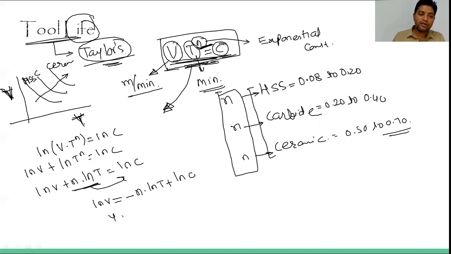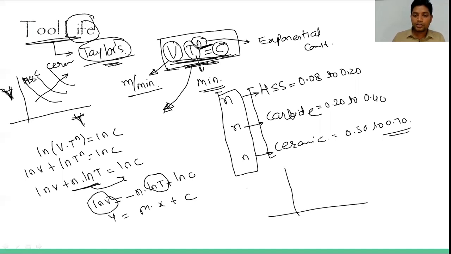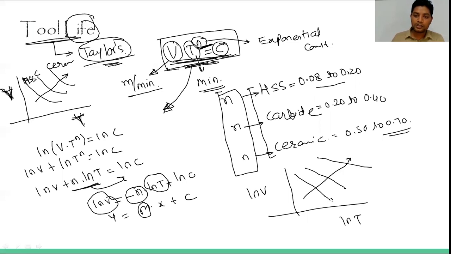So this equation is y equals mx plus c. In the x direction we are taking ln T, and in the y direction we are taking ln V. The slope m is in the negative direction, minus n, so the graph will be a line like this. For HSS, it will be like this, and when the value of n increases, it will go like this. This is for HSS, this is for carbide, and this is for ceramic.